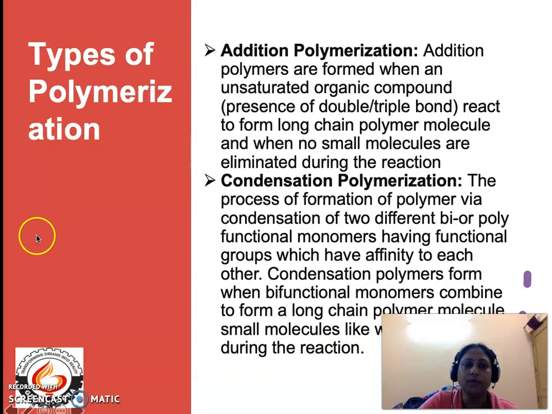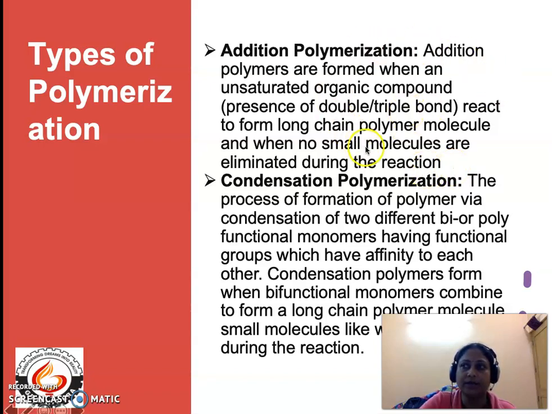Now, let us come to the polymerization process itself. There are two types of polymerization reaction. One is the addition polymerization, the second is the condensation polymerization. As the name suggests, when the monomers go on adding to each other to form polymers, we call it addition polymerization. So, here there is no elimination of any byproduct during the polymerization reaction.